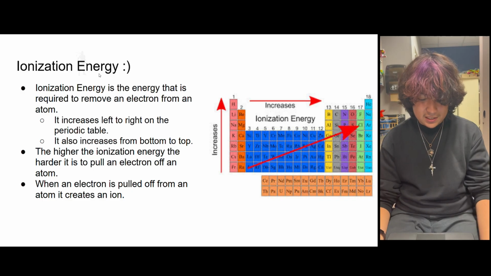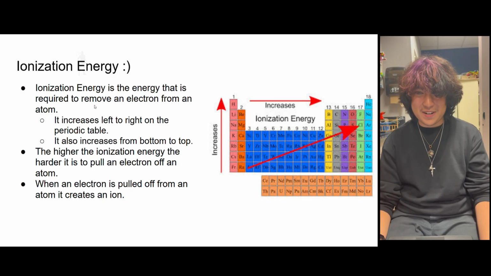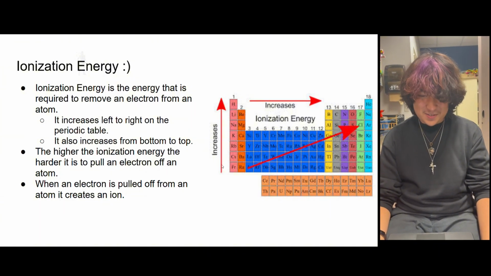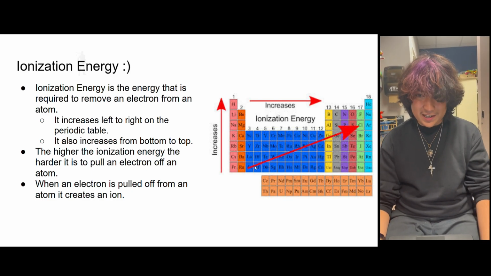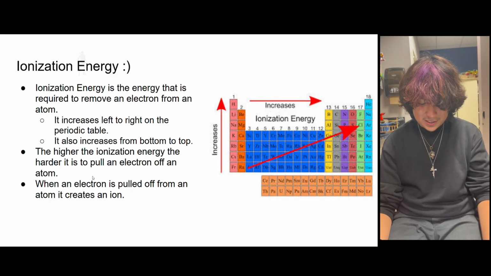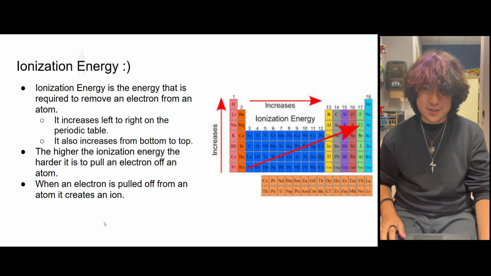Ionization energy. Ionization energy is the energy that is required to remove an electron from an atom. It increases left to right on the periodic table. It also increases from bottom to top. The higher the ionization energy, the harder it is to pull an electron off an atom. When an electron is pulled off from an atom, it creates an ion.